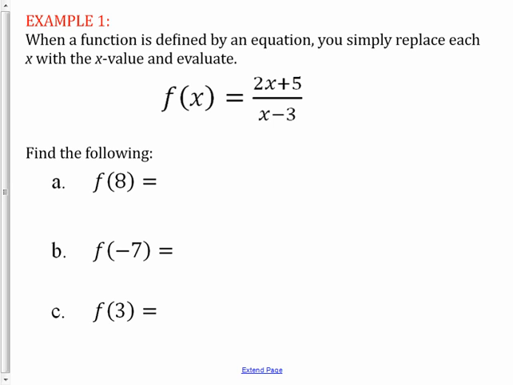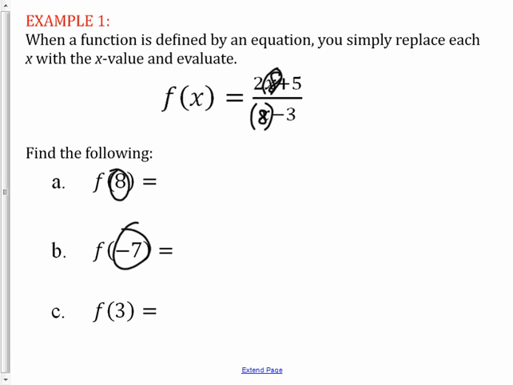Example 1. When a function is defined by an equation, you can simply replace each x with the value and then evaluate. So for instance, if f of 8 is what we want, we stick 8 in for what? X or y? X. All right. So you're just going to stick an 8 in for x. You put it right there. Notice I'm putting a parenthesis around it because I know that when you get negatives involved, that parenthesis becomes really important. Frankly, right now, since there isn't a negative involved, it probably wouldn't have mattered on my 8 there, but on the next one it will.